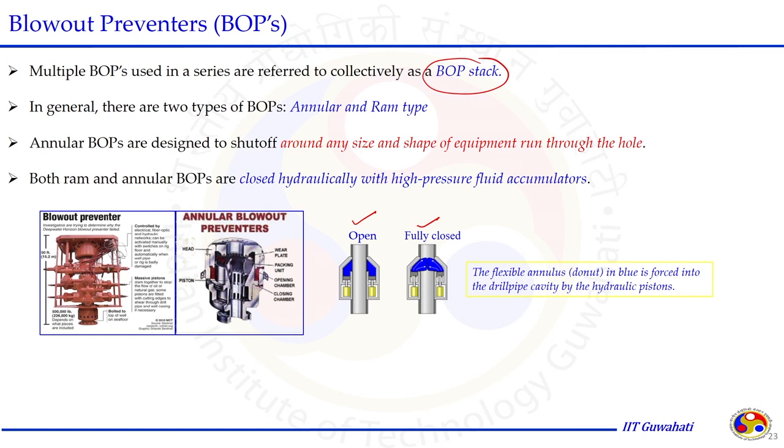The flexible annulus in blue is forced into the drill pipe cavity by the hydraulic piston. So the blue part in this moves in such a manner that it either gets fully open or, when it is pressurized, gets fully closed. This blowout preventer is a very massive device that is 50 feet in size, from bottom to top, with several components in it. So the weight is also large, and it stops any kick that is happening because of unwanted things in the drilling process.